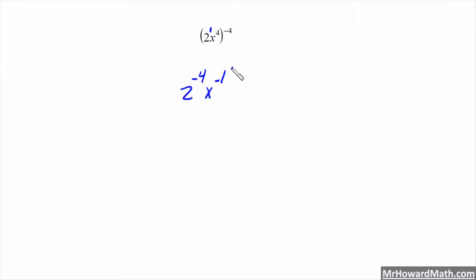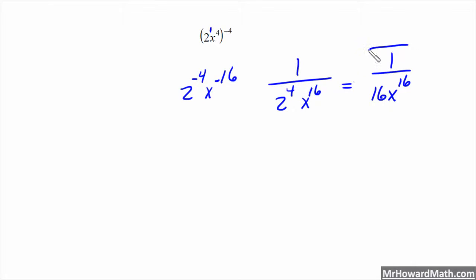We will have to leave a 1 in the numerator for a placeholder, and then we make the exponents of both of these positive when we write them down here in the denominator. So 2 to the 4th, x to the positive 16. And then 2 to the 4th is 16, so we'll simplify that a little more and leave it that way as 1 over 16x to the 16th. So that would be our final answer on that one. Let's look at some more.